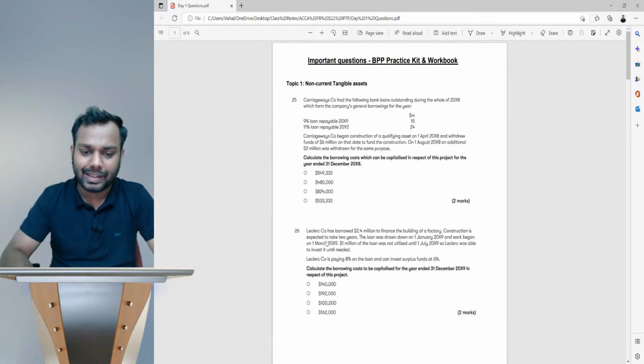Now 26 is for specific borrowings. I think you can solve it on your own. Question 26 is specific borrowings. You can solve it on your own, right?